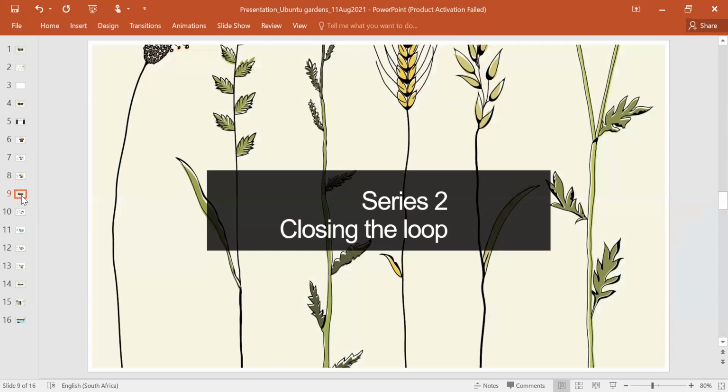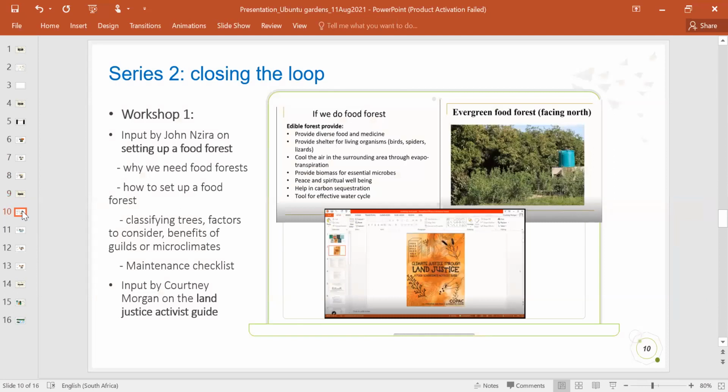And then looking at the second series, here we decided to go a little bit deeper into how you can close the loop in your food garden. That involved firstly setting up a food forest, so looking beyond just the regular crops. Here we looked at why we need a food forest, how to set up a food forest, classifying trees, factors to consider, benefits of guilds or microclimates, and then a maintenance checklist.